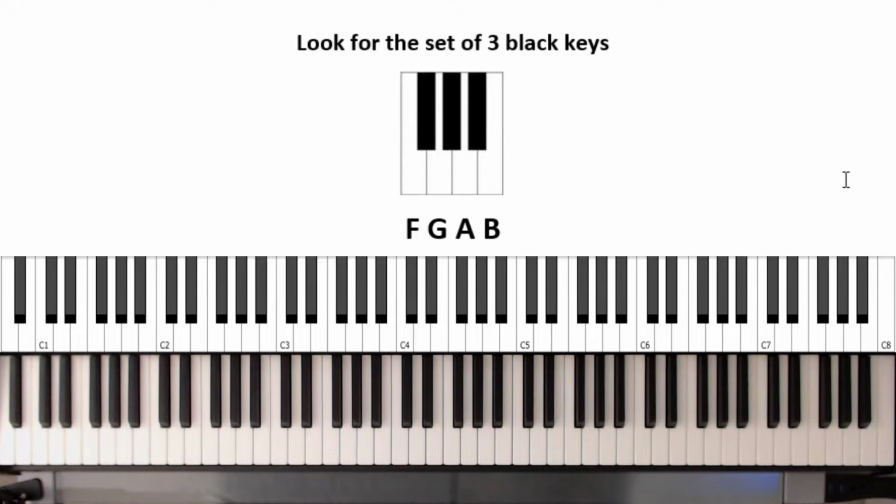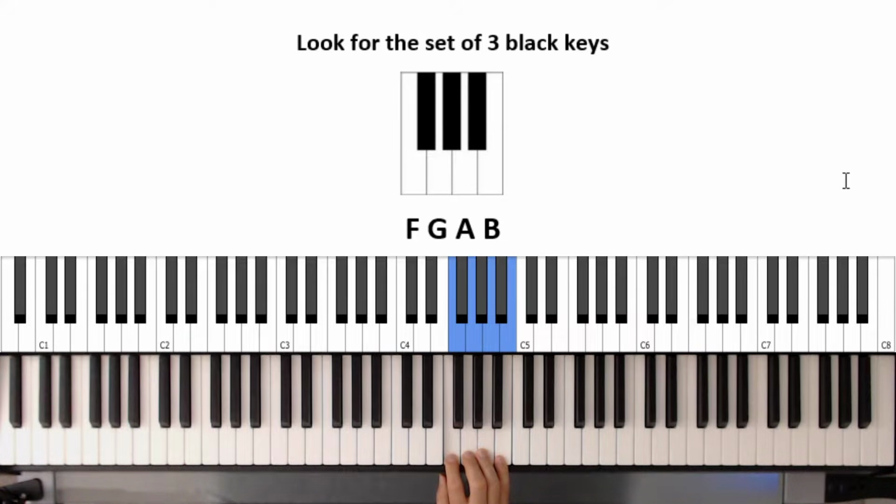All right, so for this group, we have F, G, A and B. And the way we're going to be finding it is we're going to look for the 3 black keys, and then it's going to be the notes, 4 notes right below that. Okay, so 3 black keys, and then the notes below it. So we have F, G, A, B.